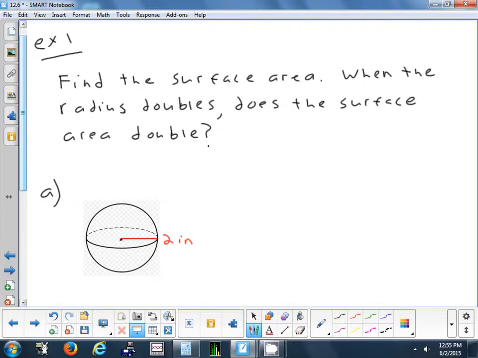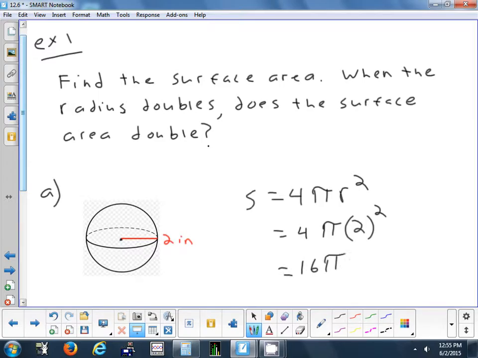Do you think it'll more than double or less than double if you double the radius? So if you double the radius, you think the surface area will more than double? Okay. So you think if you double the radius, the surface area will exactly double? I'm going to ask you the same question with volume, too. If you double the radius, does the volume double? All right, well, let's try it.